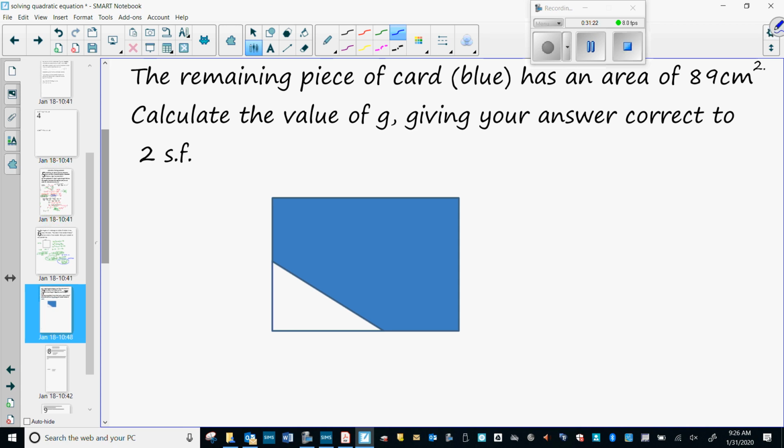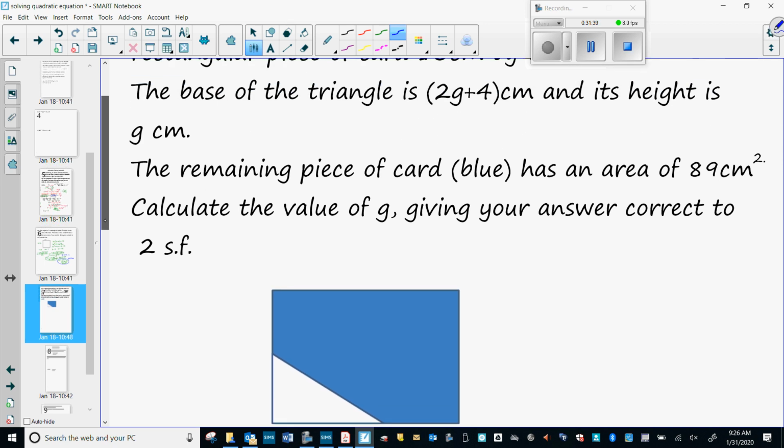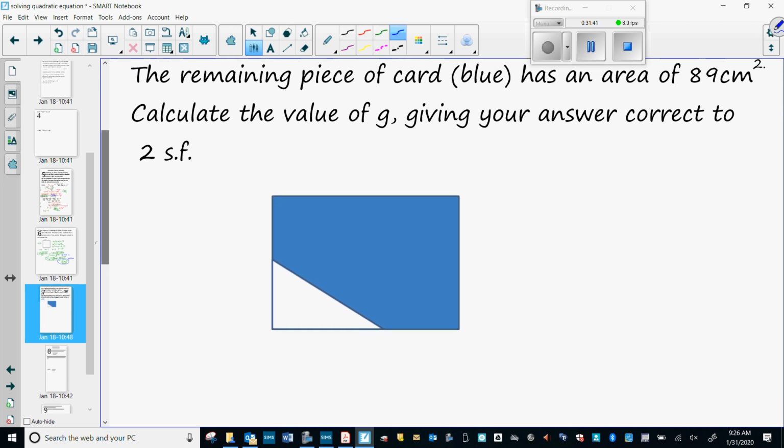Again, you may have had a situation where they said, show that. Don't get freaked by the show that questions. Just use your information as you would, and you're going to hopefully end up with what they had. So let's put some information on here. They've said that the base of the triangle is 2g plus 4, and this is g. So we're talking about these two measurements here. Is that an isosceles triangle? If it was isosceles, they would both be the same. It's a right angle triangle.